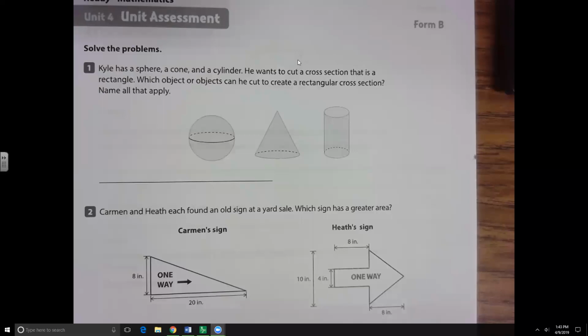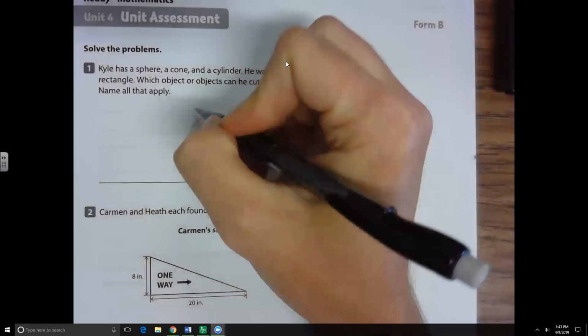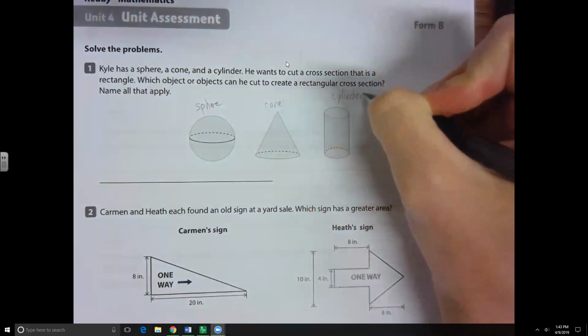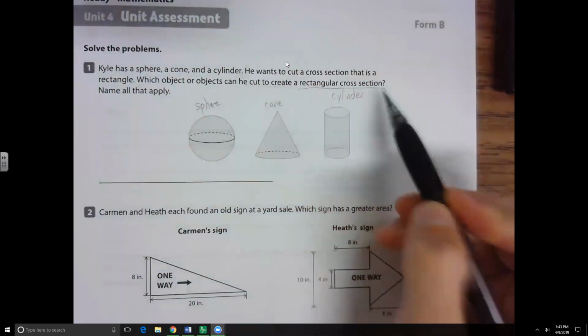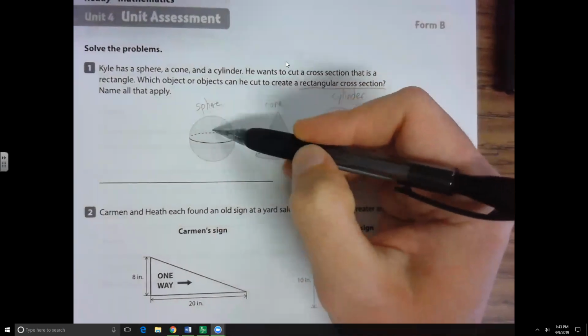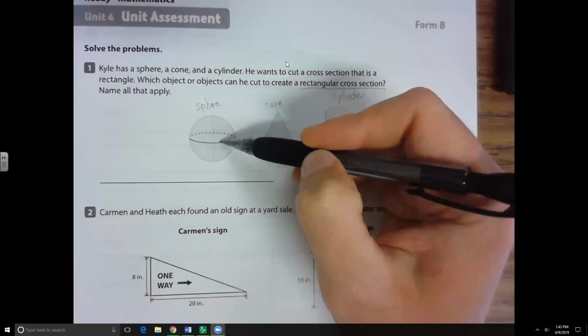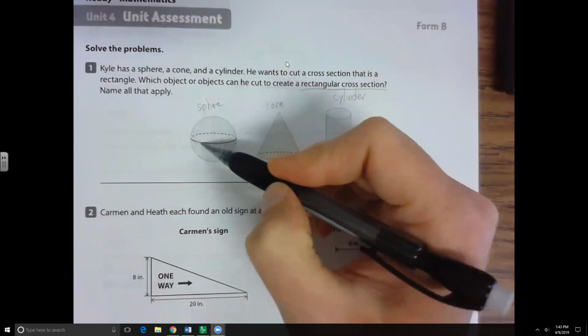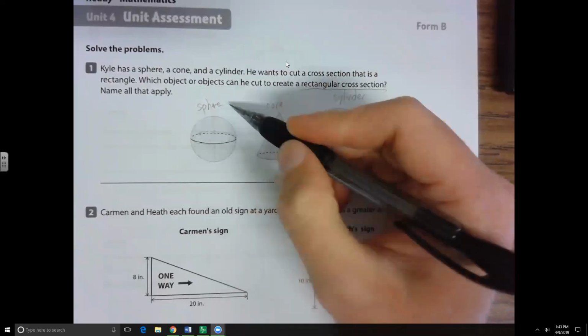Okay, we're going to go over the Unit 4 study guide. If you look at the first question, you're looking at three objects, a sphere, a cone, and a cylinder, and you're looking for which one has a rectangular cross section. So if we cut a sphere vertically, and we cut it all the way around, that's going to give us a circle. If we cut it horizontally, you can see the circle here. So a sphere will not work.